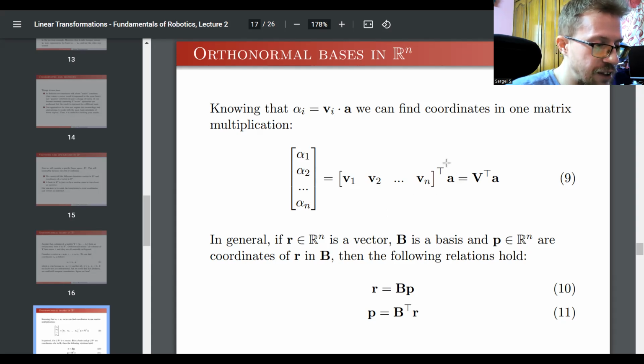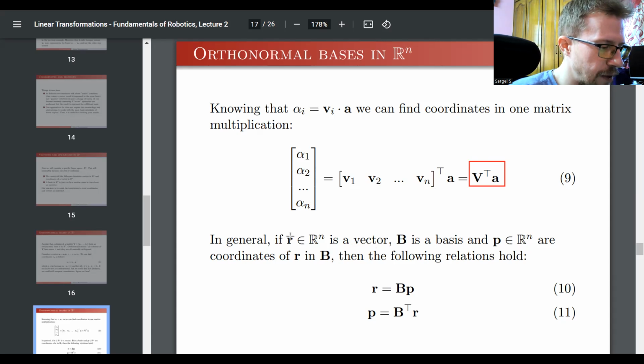So notice what we have is alpha. So coordinates are equal to just basis transposed times a. That's how you get coordinates. That is very important. If you don't remember it from linear algebra, please try to remember it now. This is extremely important. You have an orthonormal basis. You want to find coordinates in this basis. Just multiply the vector by basis transposed. By basis, I mean the matrix whose columns form a basis. And you get coordinates. That's how.